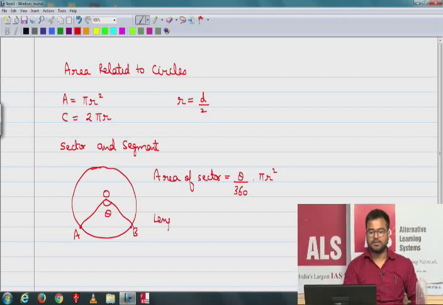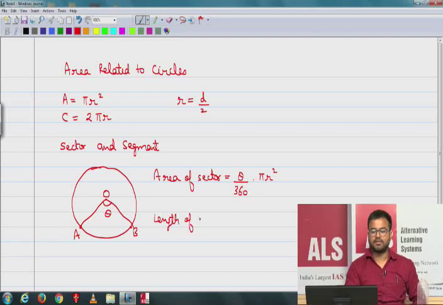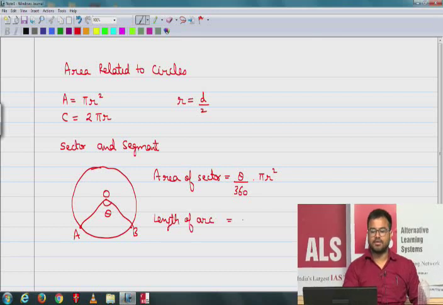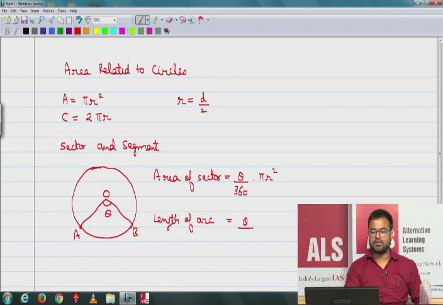Similarly, the length of arc is theta over 360 into 2 pi r. These were the two things. Here the length of arc is this part, AB is the length of arc, and that is the area of sector.